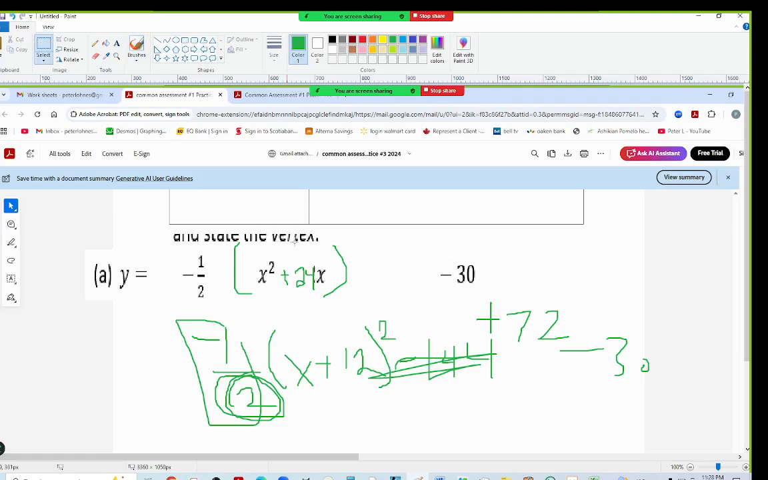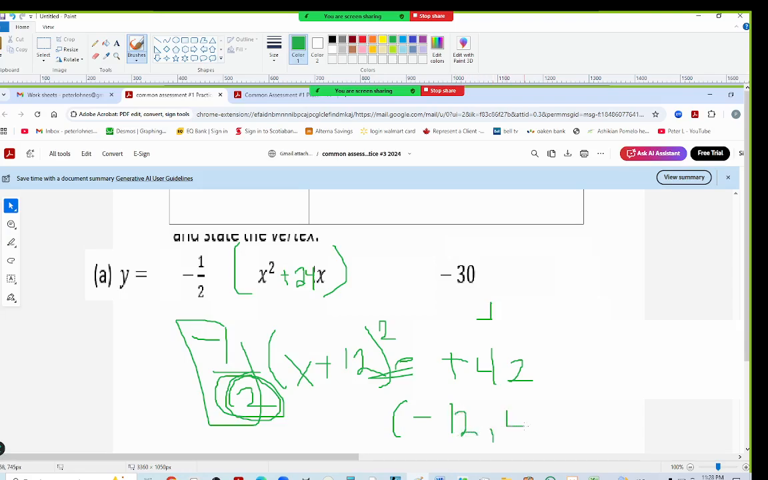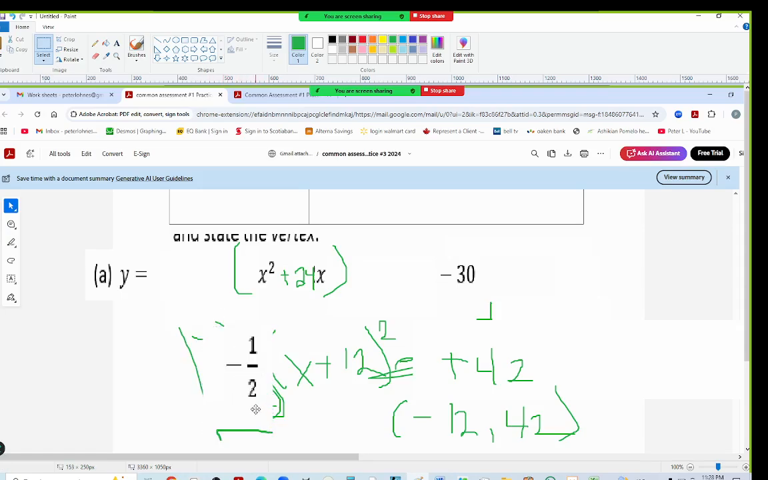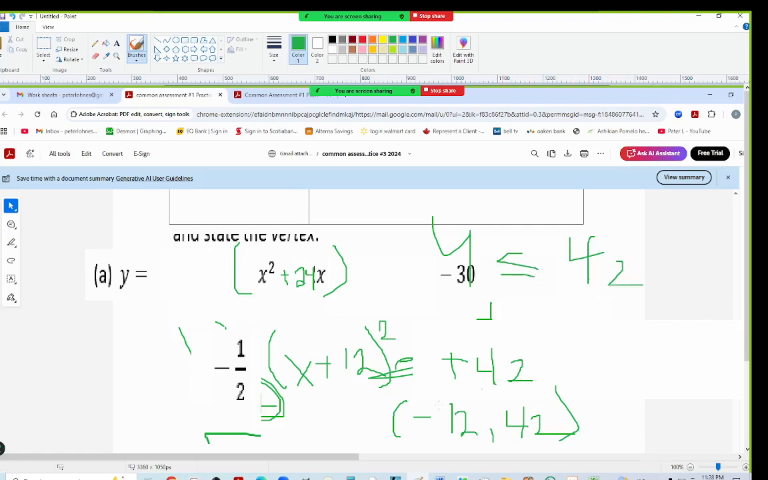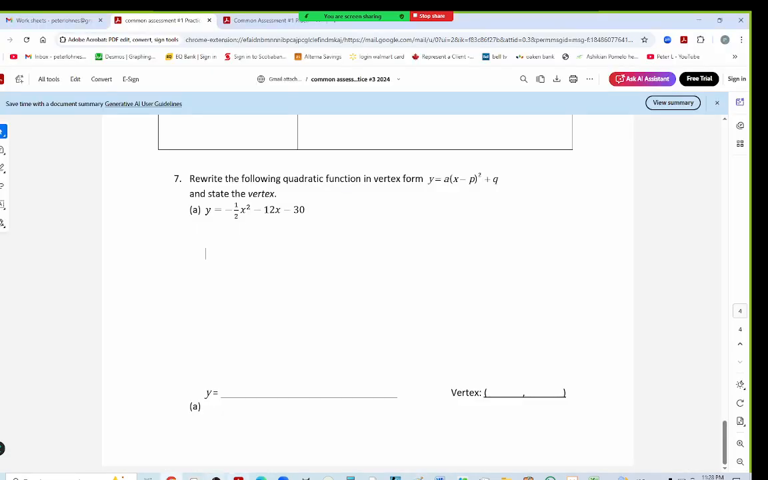42. Yeah. So what's the vertex? The vertex is negative 12, comma 42. Yep. And what's the range? The range is y is less than or equal to 42. You got it. Perfect. Very good.